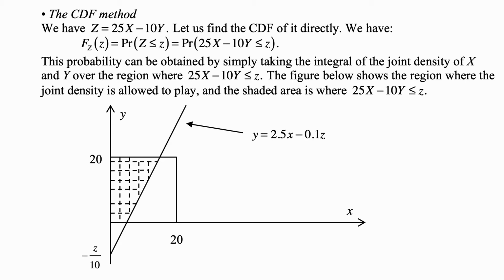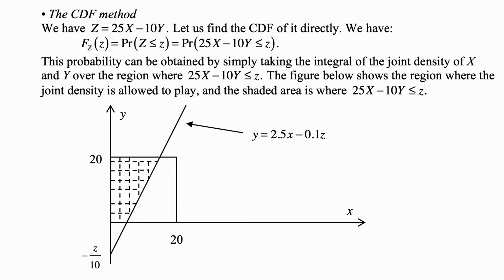The figure below shows the region where the joint density is allowed to play, and the shaded area is where 25x minus 10y is less than or equal to z. So the line is where y is equal to 2.5x minus 0.1z, which is what you get when you solve this for y. And the joint density is positive on the square 0 to 20 times 0 to 20. And we want to be above this line.